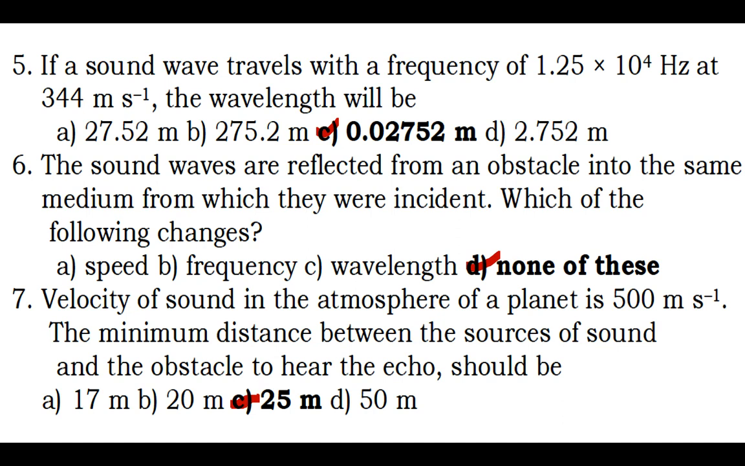Question number 7. Velocity of sound in the atmosphere of a planet is 500 meters per second. The minimum distance between the sources of sound and obstacles to hear the echo should be option C, 25 meters.